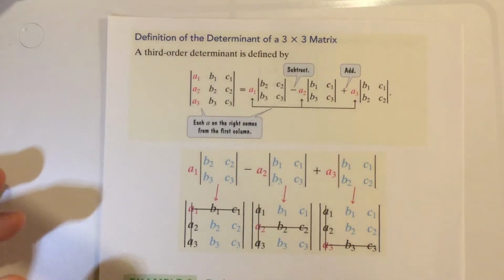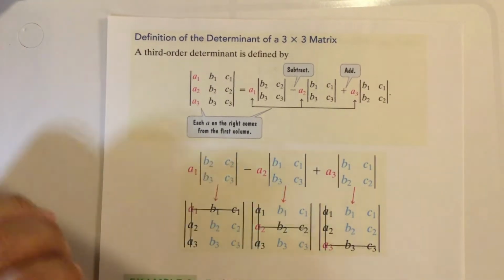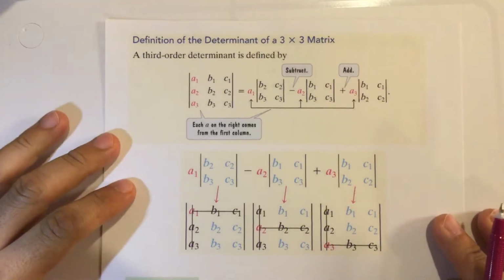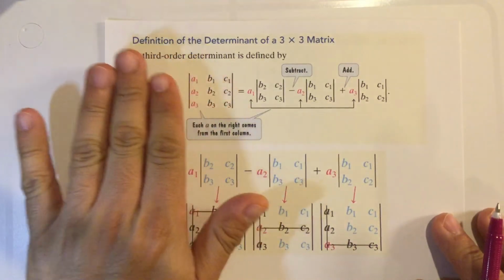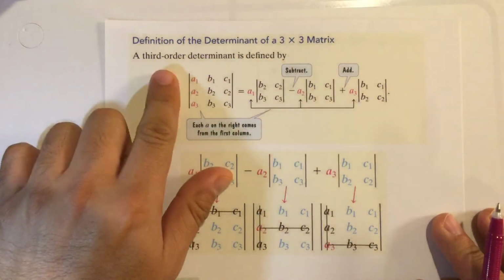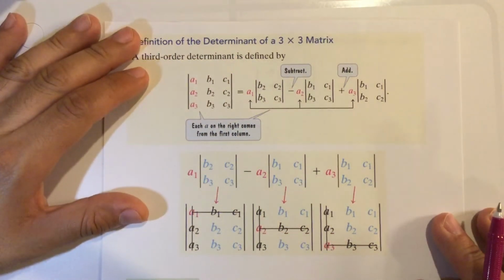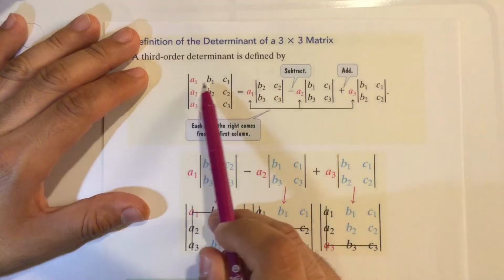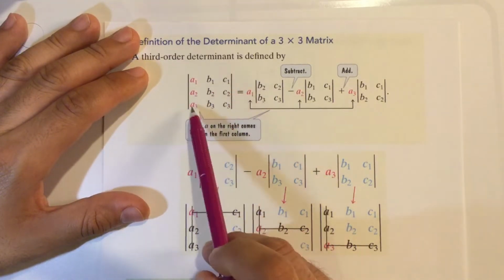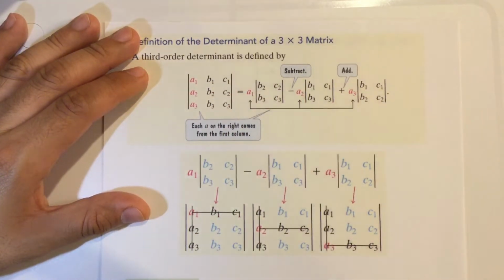All right, so now we're going to extend the 2 by 2 matrix to a 3 by 3 matrix. By definition, the determinant of a 3 by 3 matrix, a third order determinant, which just means a 3 by 3 matrix, is defined by this. So they have rows and columns: A1, B1, C1, A2, B2, C2, A3, B3, C3, and so on.